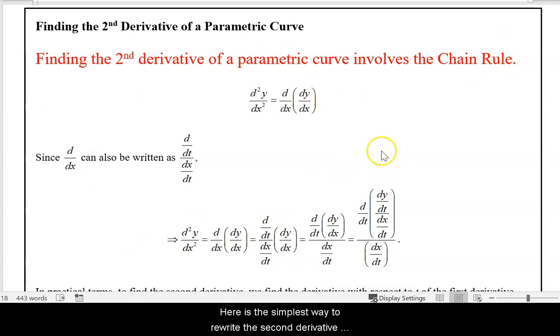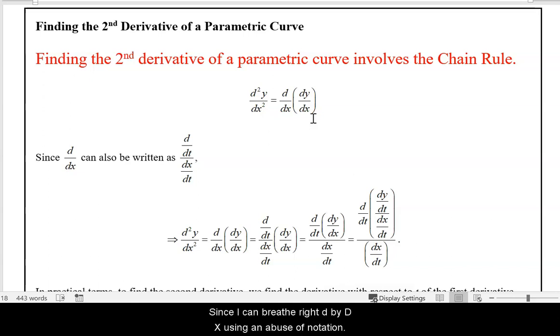Here is the simplest way to rewrite the second derivative, though I realize this does not look simple. I've written it out for you so that you can follow along, and hopefully by the end of this video it will make more sense to you. In this particular problem, to find the second derivative means to take the derivative with respect to x again of dy dx. Note that the derivative is always given in terms of dy dx. Even though we're in parametric equations, the derivative by definition is dy dx.